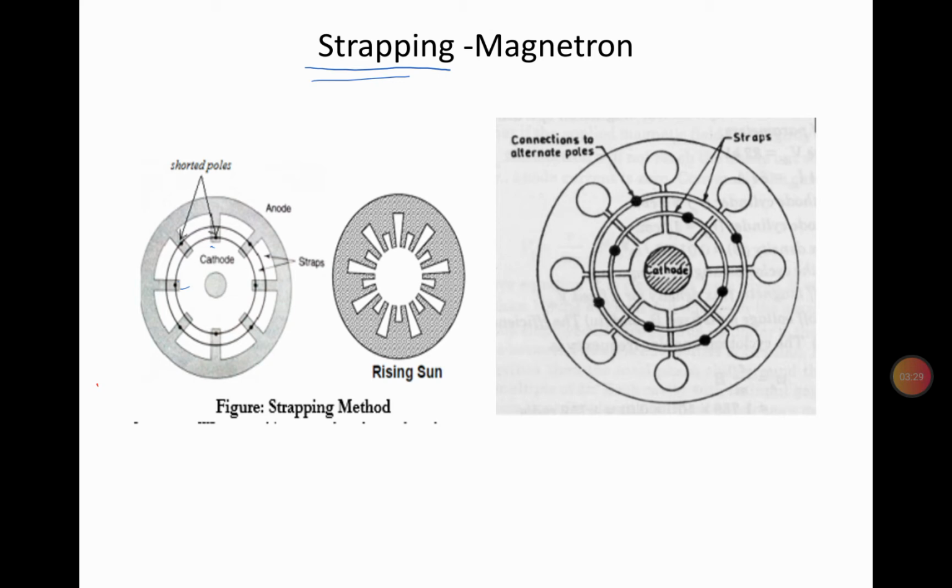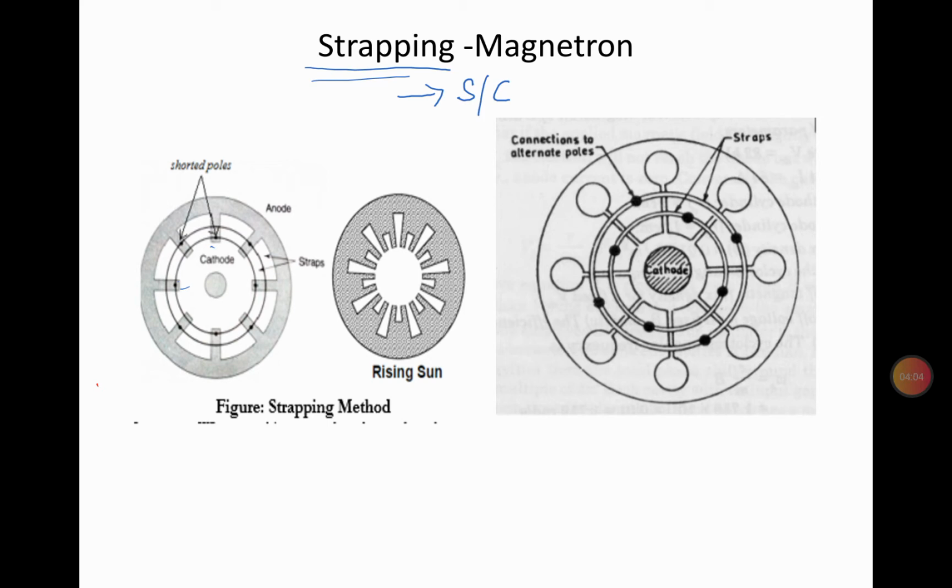Here there are 2 rings, one of which is connected to even numbered anode poles, and the other ring is connected to odd numbered anode poles. Now, how do we understand why this strapping is necessary? This strapping is actually going to cause a short circuit. That means there is a connection between odd numbered anode poles, and there is a short circuit between even numbered anode poles.